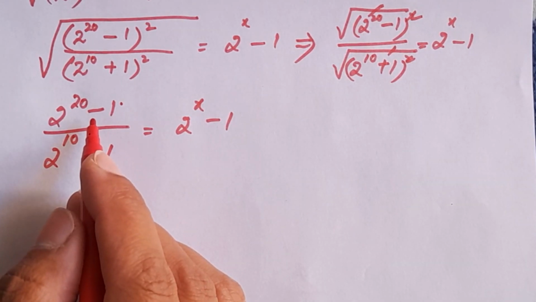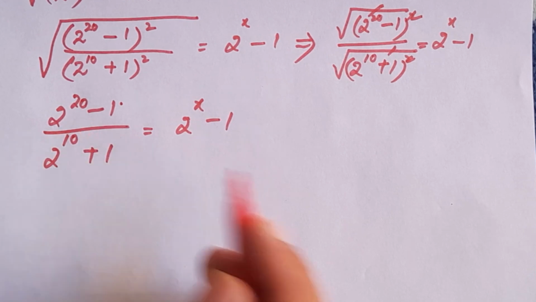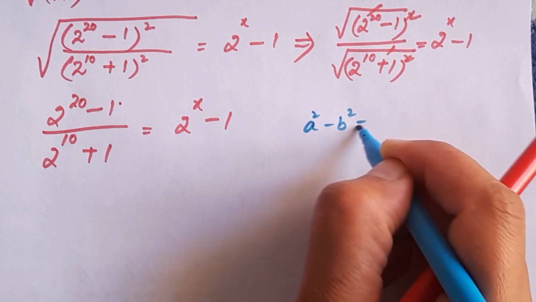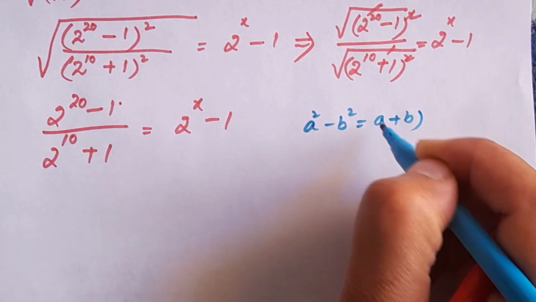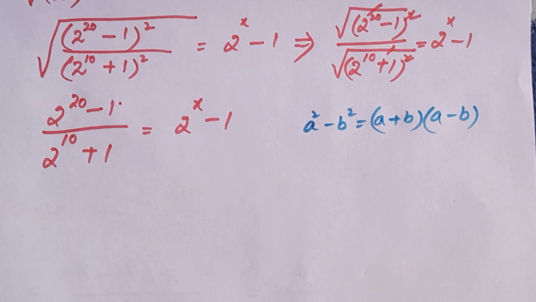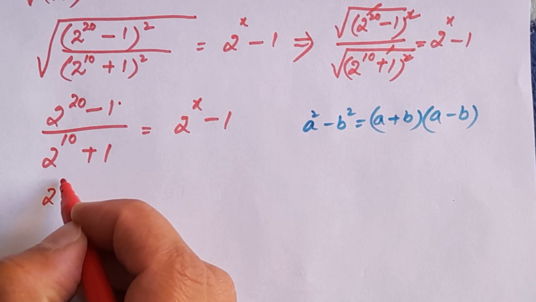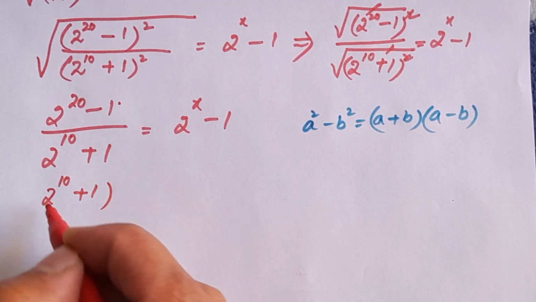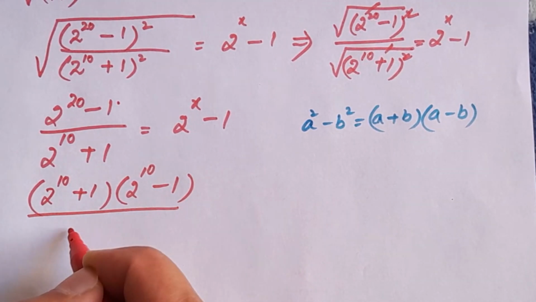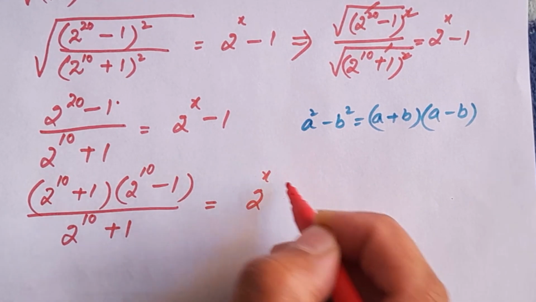Now for the numerator, if we see 2 to the power 20 as 2 to the power 10 whole square minus 1 whole square, we can use the difference of squares formula, which is a square minus b square, that can be written as a plus b times a minus b. So if we write 2 to the power 20 minus 1 in the form of a plus b times a minus b, it is 2 to the power 10 plus 1 times 2 to the power 10 minus 1, divided by the denominator as it is, equal to 2 to the power x minus 1.